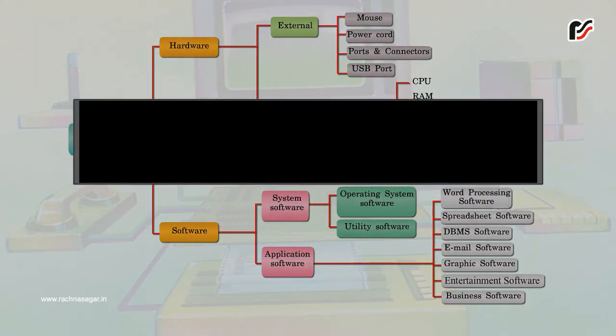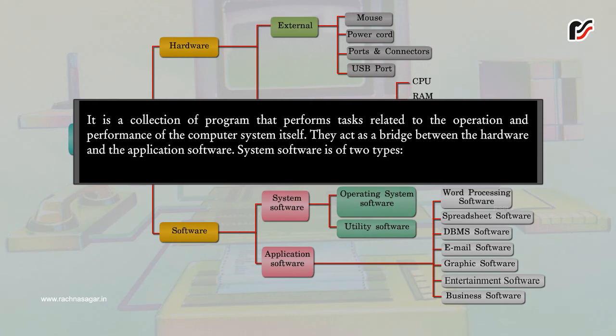System software. It is a collection of programs that performs tasks related to the operation and performance of the computer system itself. They act as a bridge between the hardware and the application software. System software is of two types.